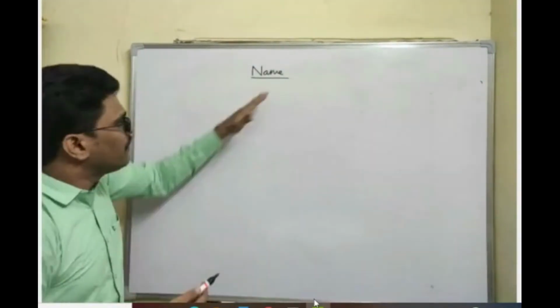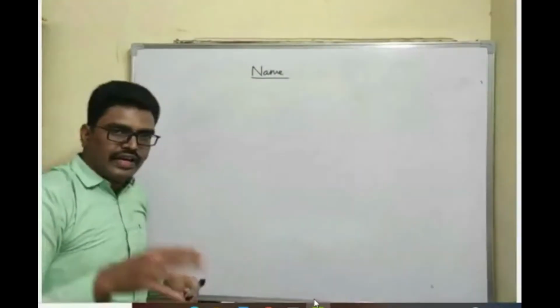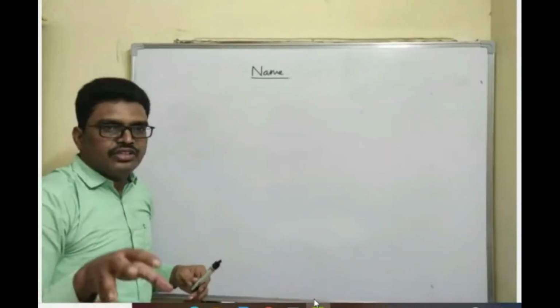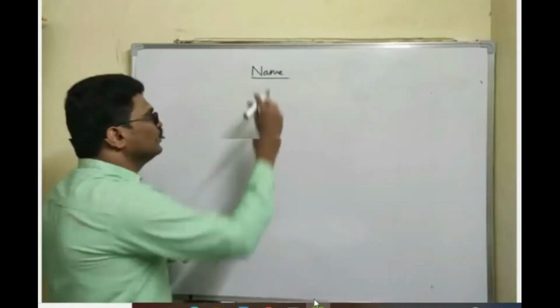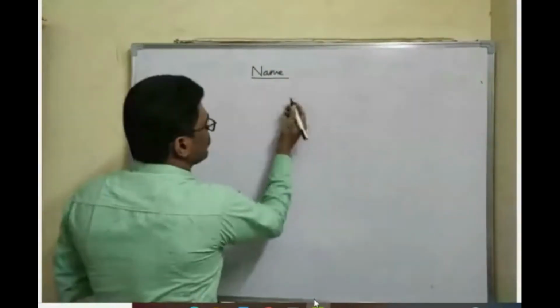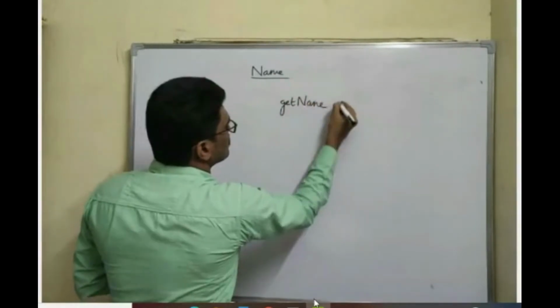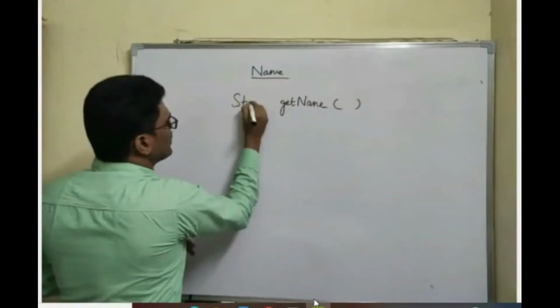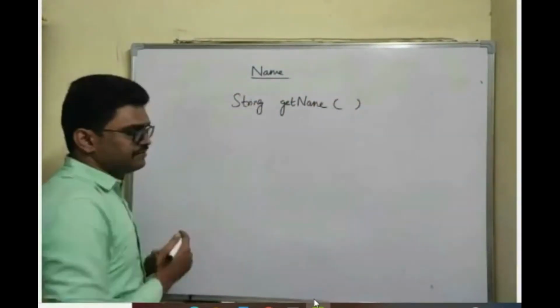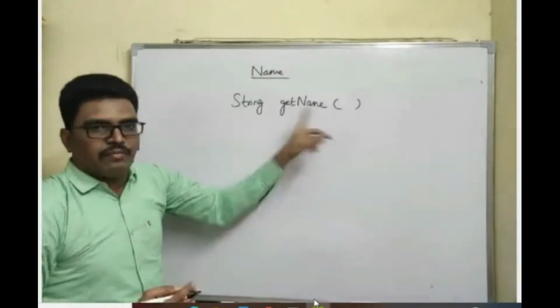So first one is how to do a thread is going to have any name. Your thread is going to have some name. So what is that name? To get the name, we have a method called getName, which returns the name of the thread.